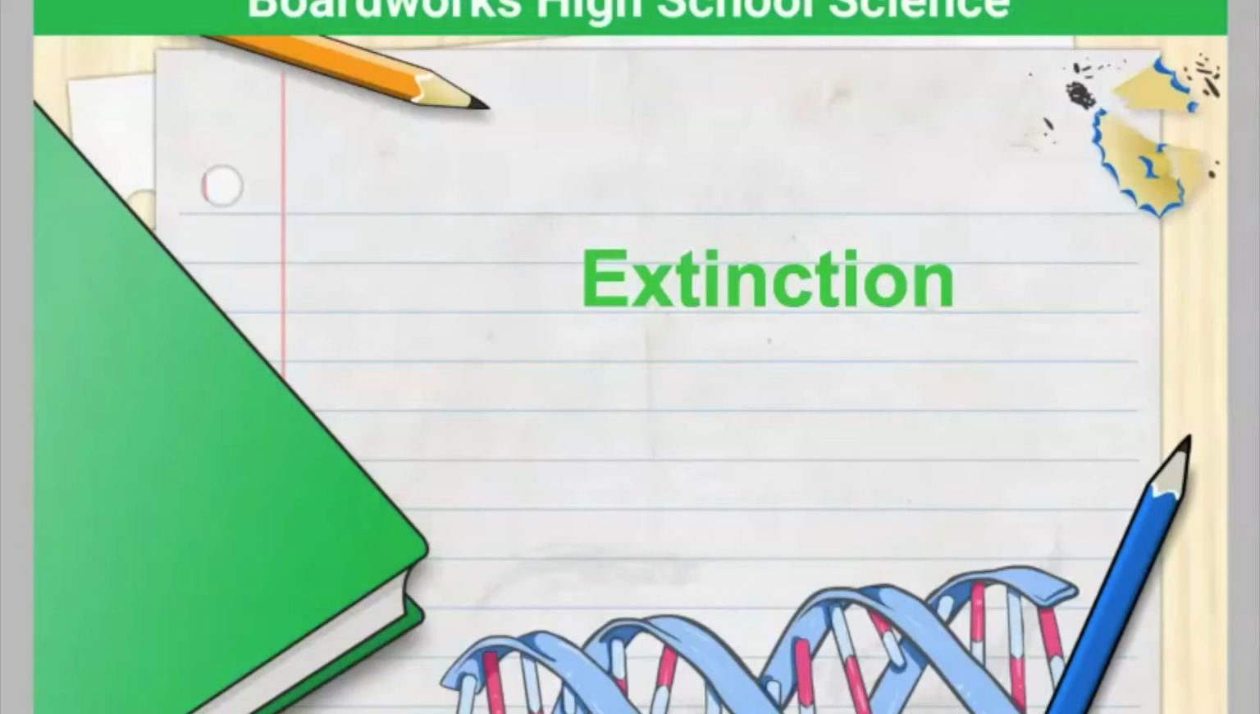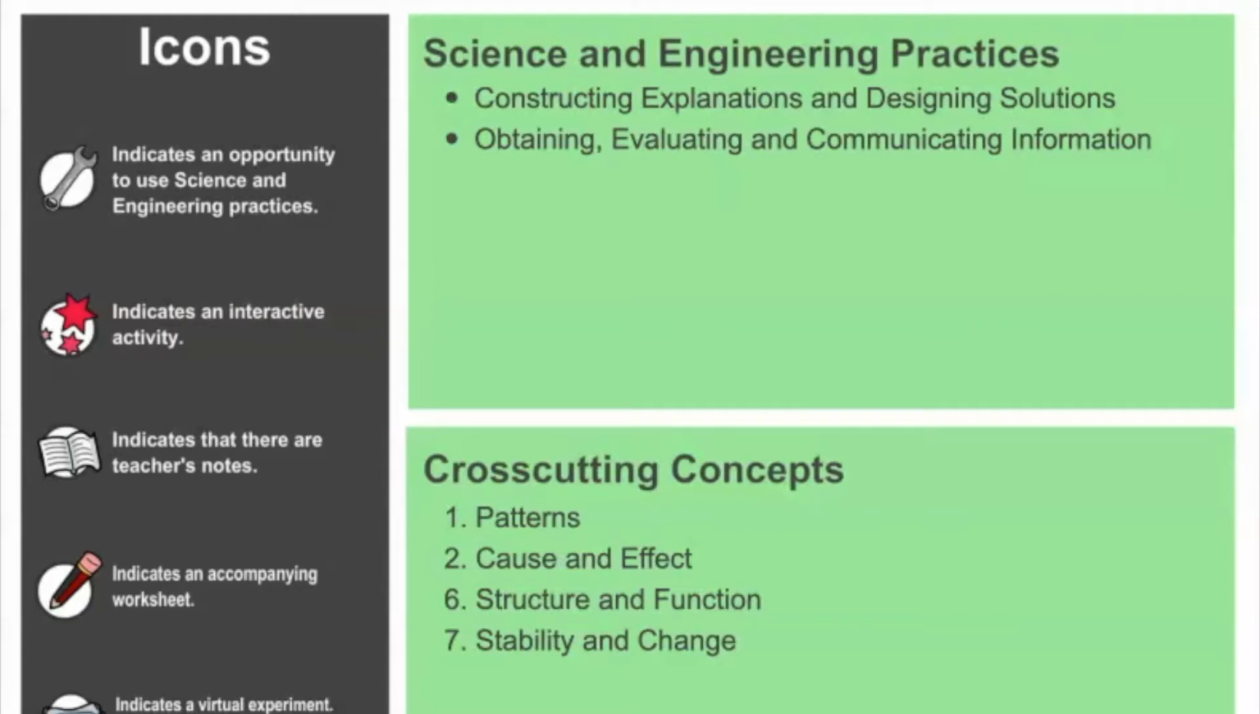Lesson 6, Extinction. In this lesson, we will explore the science and engineering practices of constructing explanations and designing solutions, obtaining, evaluating, and communicating information, as well as the cross-cutting concepts of patterns, cause and effect, structure and function, and stability and change.